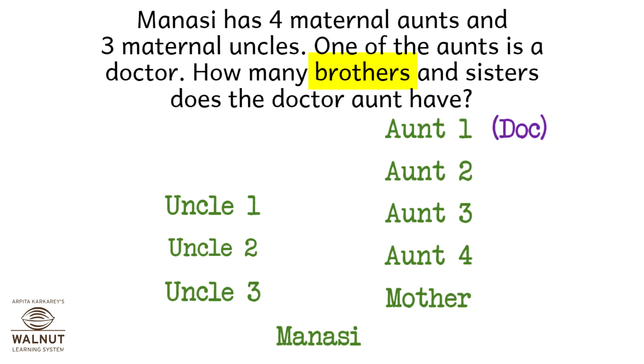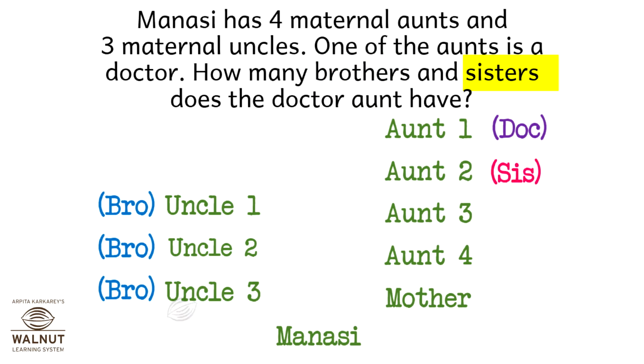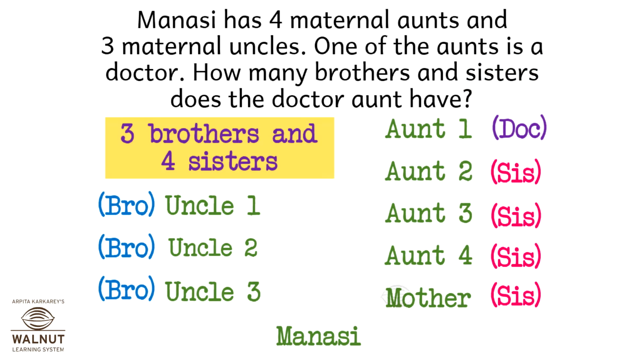So we write bro next to uncle 1, bro next to uncle 2, bro next to uncle 3 because they are all brothers. And then we write sisters. We write sis here, here, here and here. Right? So we count. We have 1, 2, 3, 3 brothers and 1, 2, 3, 4, 4 sisters. So there are 3 brothers and 4 sisters of the doctor aunt.